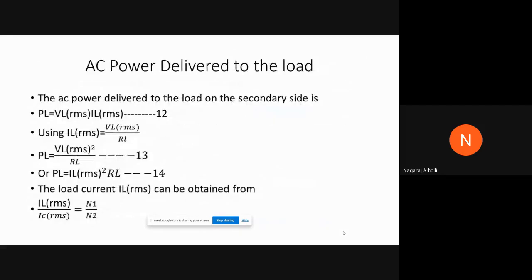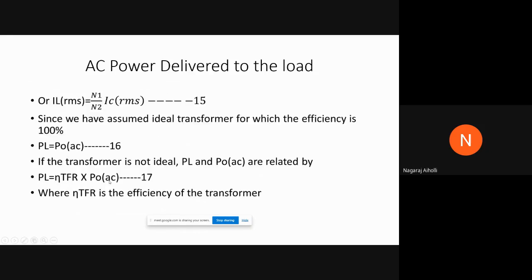Good morning, students. In the previous class, I explained the AC power delivered to the load. The AC power delivered to the load is given by the equations PL is equal to VL RMS square by RL, or PL is equal to IL RMS square into RL. That is, as per the power equation, P is equal to V square by R, or P is equal to I square into R.